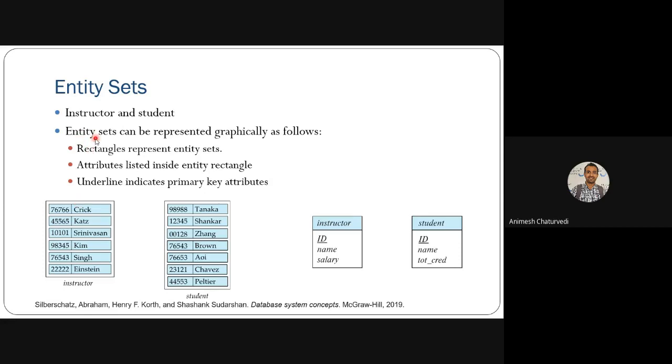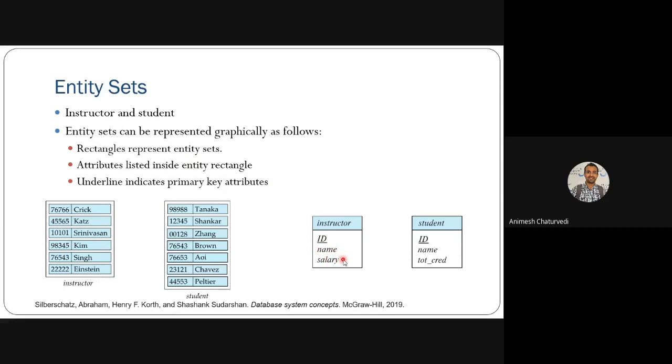So an entity set could be represented graphically as follows: a rectangle could represent the entities. So this rectangle is basically used for representing the entities. Then the attributes could be listed inside that entity rectangle: ID, name and salary. So the ID can determine the name of that person and the salary of that person uniquely, meaning only one ID is there as a unique identifier that can identify the name and salary of that particular person.